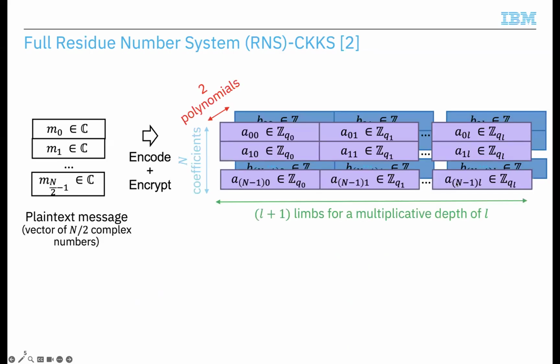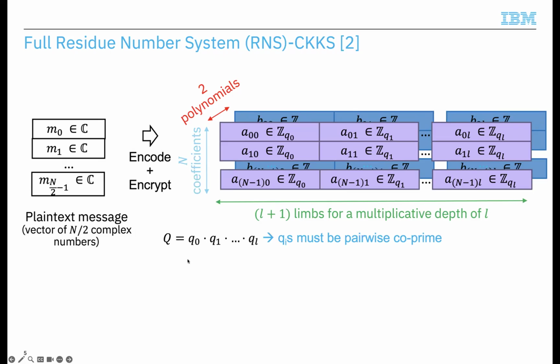So after you do encode and encrypt, you have this A and B. You can imagine A and B as two tables. Now we have expanded it horizontally into something called limbs. Limbs are the decomposition of the value for each of the primes in the RNS space, or the residual number system space.